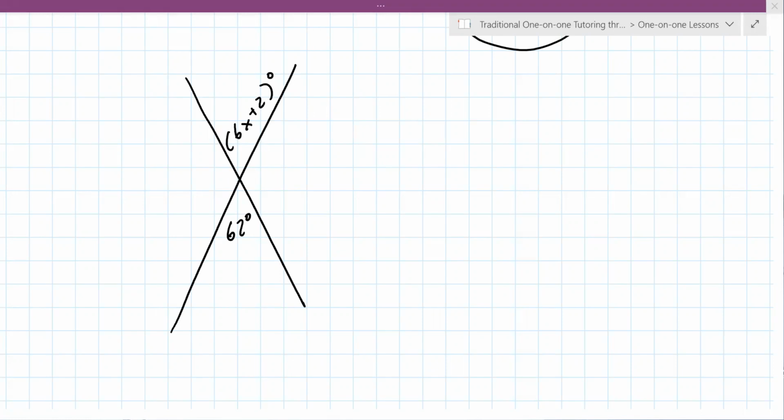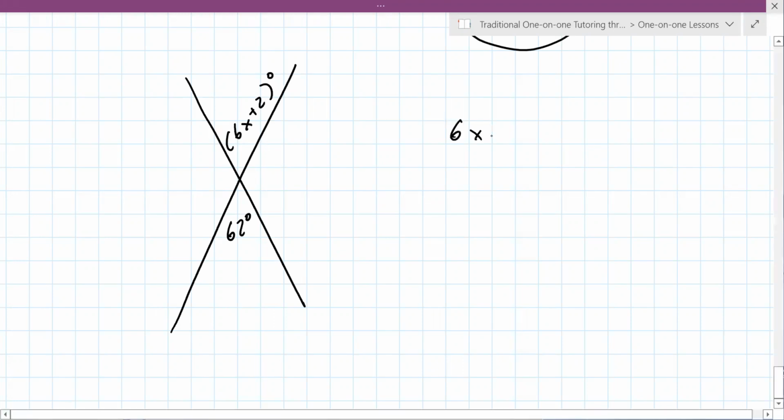So these are still vertical angles. Okay. I know what the answer is. It is 10. 6x plus 2 equals 62. Subtract both sides by 2. And that's 60. So 6x equals 60 and divide by 6. So x equals 10.